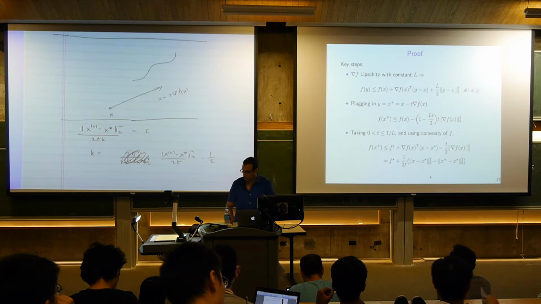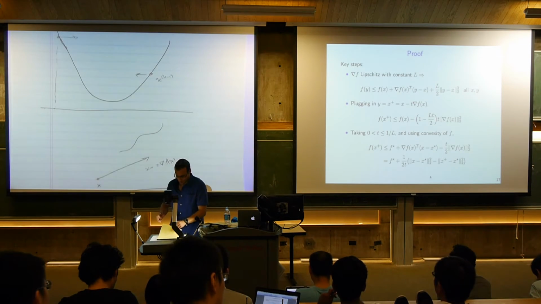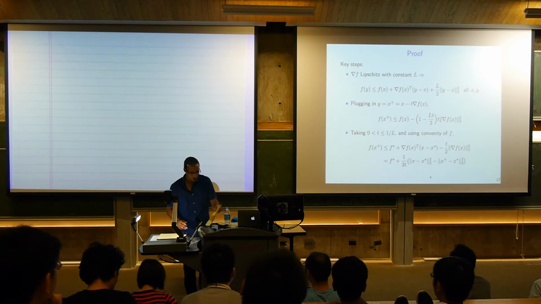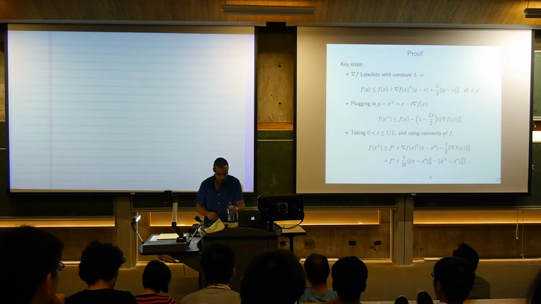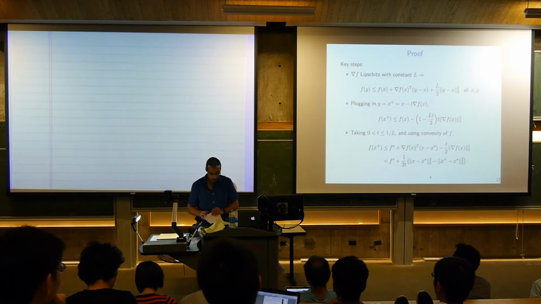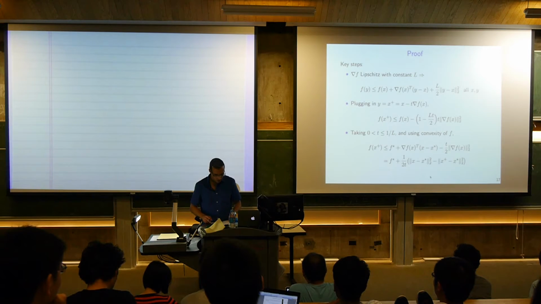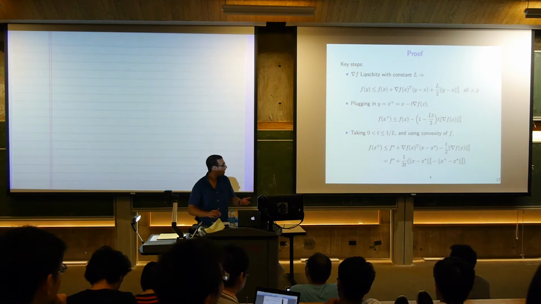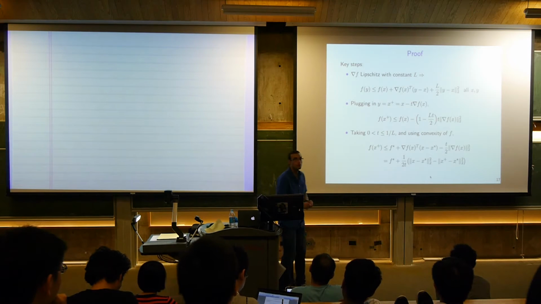Okay, let's go through the proof. The proof of the convergence rate for proximal gradient, which you'll do in your homework 2, is going to be somewhat similar to this. So it'll be helpful to understand this proof because it'll also help you with your homework.